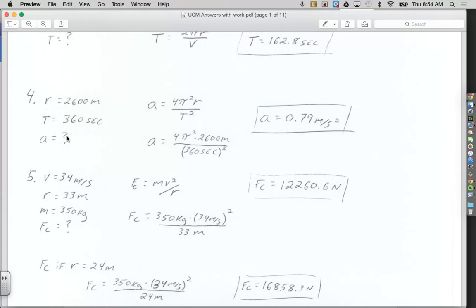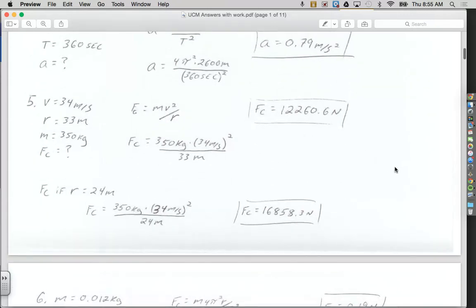I'm looking for acceleration. I look at my equation sheet and I say, which equation should I use? Well, I have an equation set up already for a. That is 4 pi squared r over t squared. And I have r, I have t, so that's the equation I want to use. Plugging in my numbers, 4 times pi squared times 2,600 meters, divided by the time, which is 360 seconds. Don't forget to square it. And when I do that, I get an acceleration of 0.79 meters per second squared.